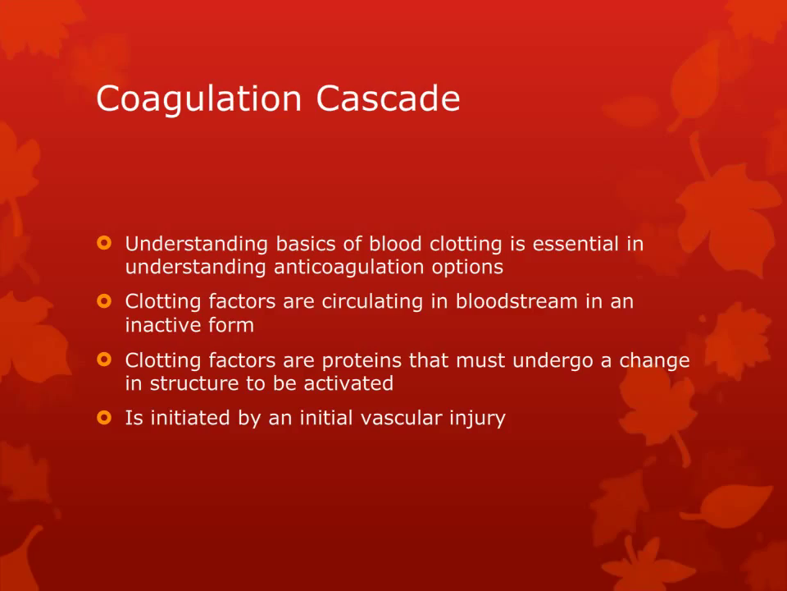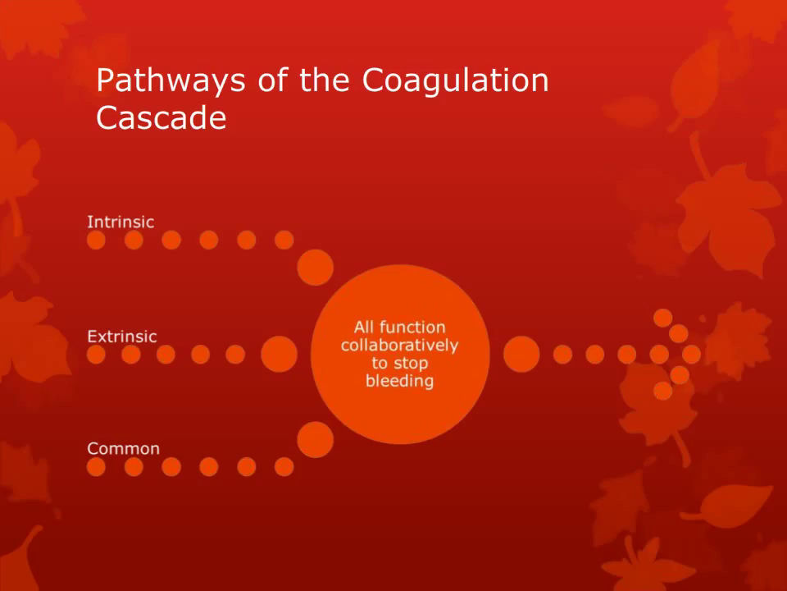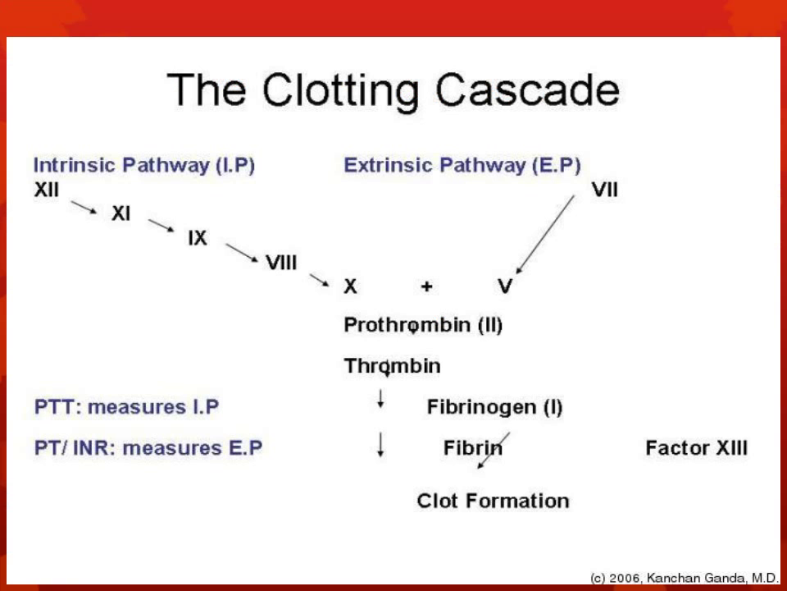Clotting factors are circulating in the bloodstream in an inactive form. Clotting factors are proteins that must undergo a change in structure to be activated. Clotting factors are initiated by an initial muscular injury. Pathways of the coagulation cascade: intrinsic, extrinsic, common. All function collaboratively to stop bleeding. Clotting cascade. Please take a moment to review the clotting cascade.